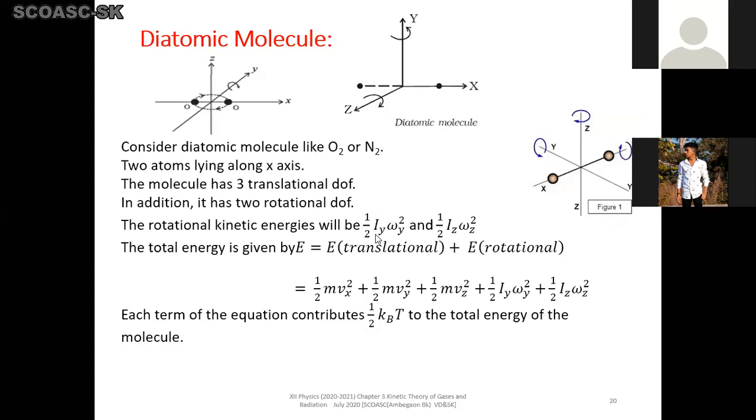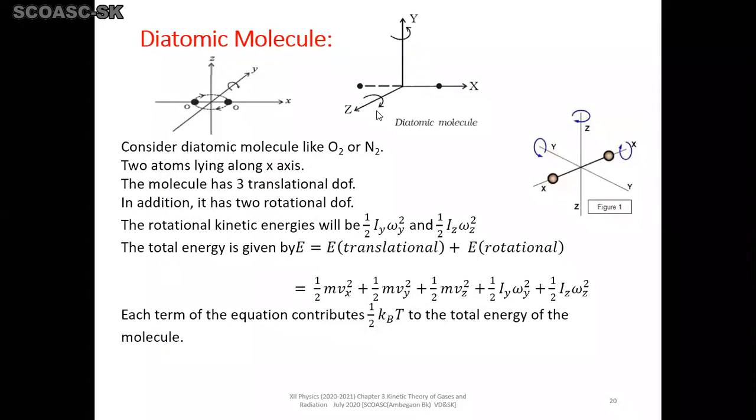If I try to find the rotational kinetic energy, half I omega square, I for that body is 2 by 5 mr square, because it is a sphere. So r is very, very small, and I is going to be very small about the x-axis. That is why I don't take that into consideration. So there are only two rotational degrees of freedom, one along the y-axis and one along the z-axis, if the molecule is stationed on the x-axis.